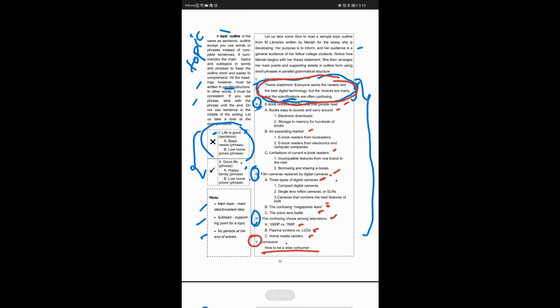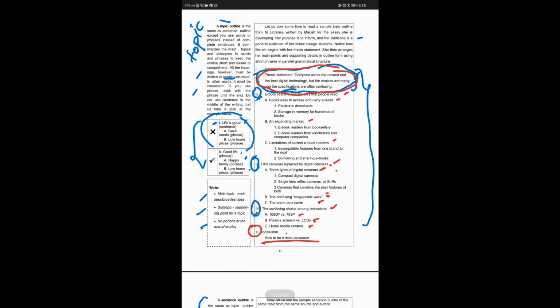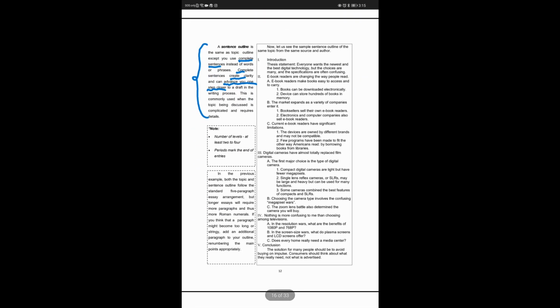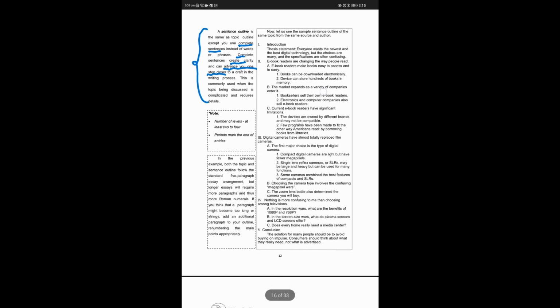Keywords lang, tsaka phrases. So, minsan, pagka isusulat mo na siya, pag gagawin mo na siyang essay, nakakalito pa, ano nga ito? Ano nga ibig sabihin nitong ebook? Okay? But if you would use sentence outline, maeexplain mo na kaagad in one complete sentence kung ano yung idea na yon. Okay? So, look at this.